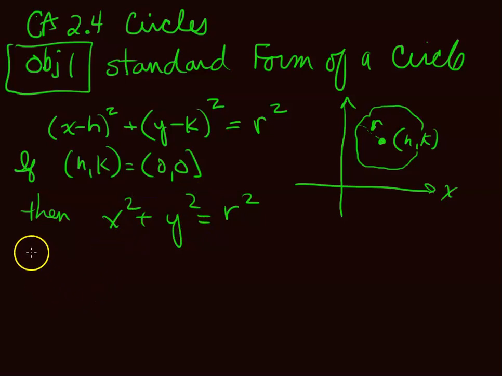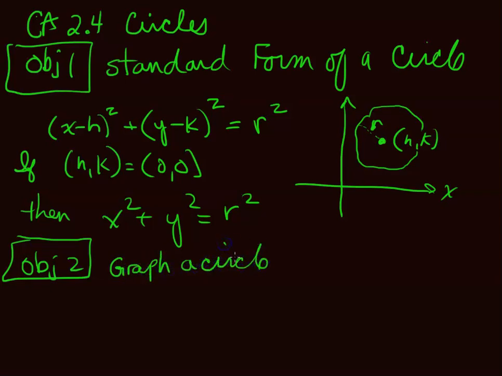So, objective 2, how would you graph a circle? Well, it all depends, I guess. First of all, you've got to put it in standard form. Then you plot the center and several points, and then you can connect those dots. Let's suppose, let's see here. See if I can find my example.